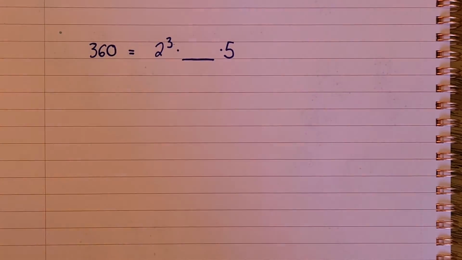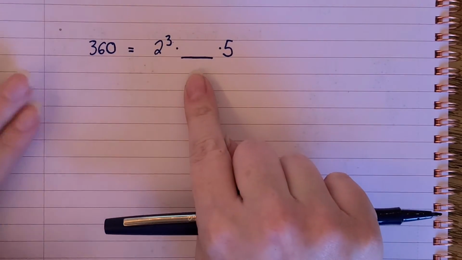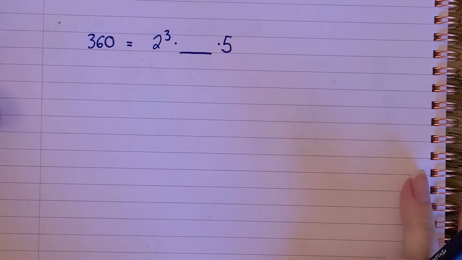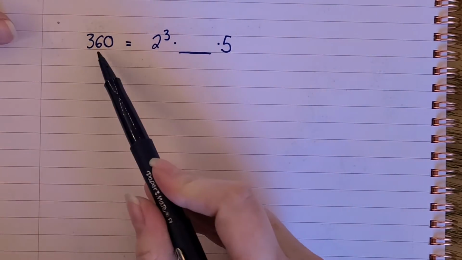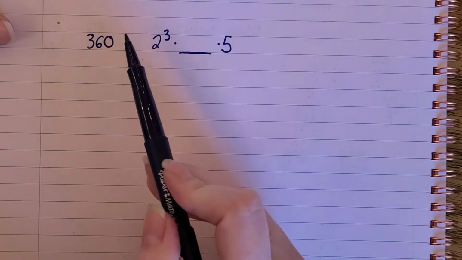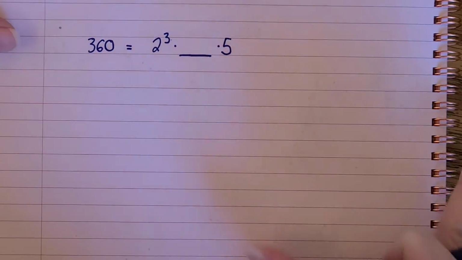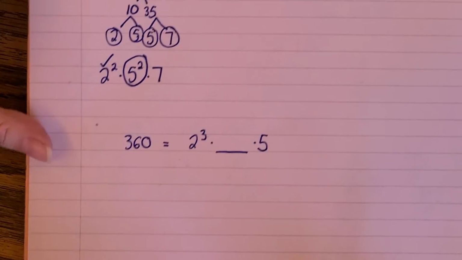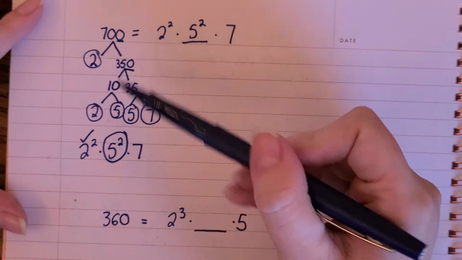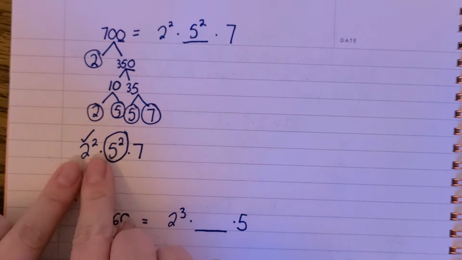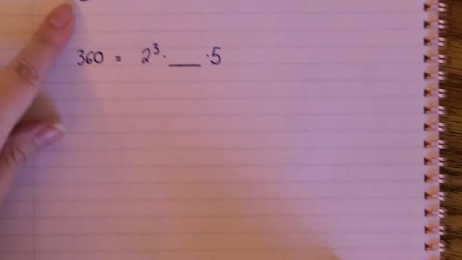All right, you go ahead and do your own. Practice what we just did. Remember, your number is 360. You're trying to find the number that's missing from its prime factorization. So what you need to do is make a factor tree from 360 and find the number that they left out.